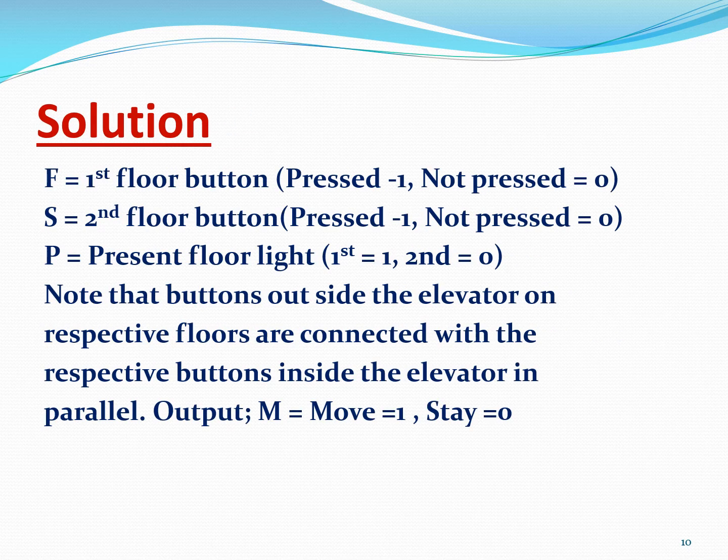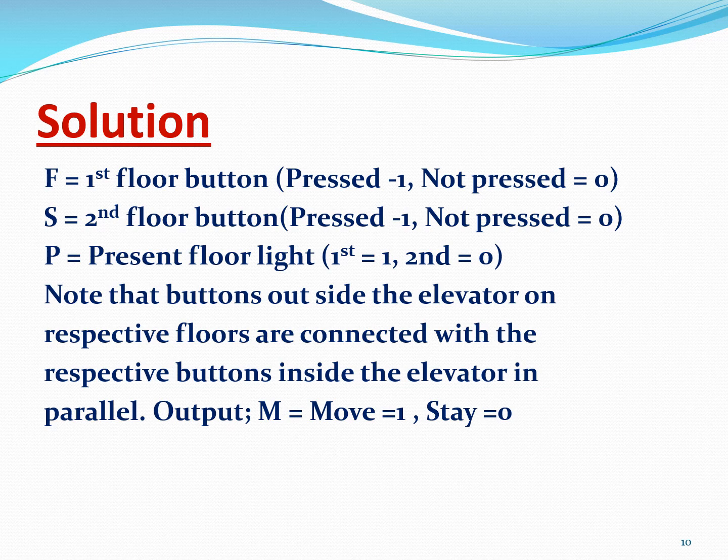The solution is: F stands for first floor button. If it is pressed, it is 1, and if it is not pressed, it is 0. S is second floor button. If it is pressed, it is 1, not pressed, it is 0. P is present, that is, the elevator present floor light. If it is 1, it is present on the first floor. If it is 0, it is present on the second floor.